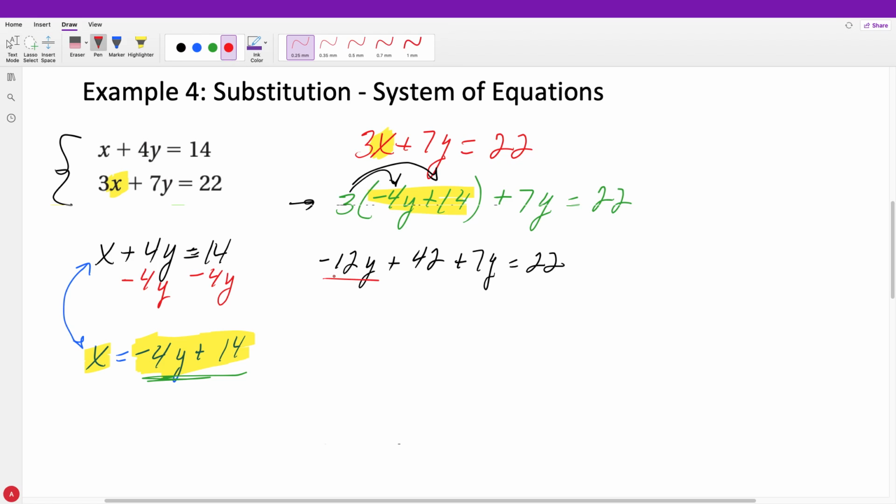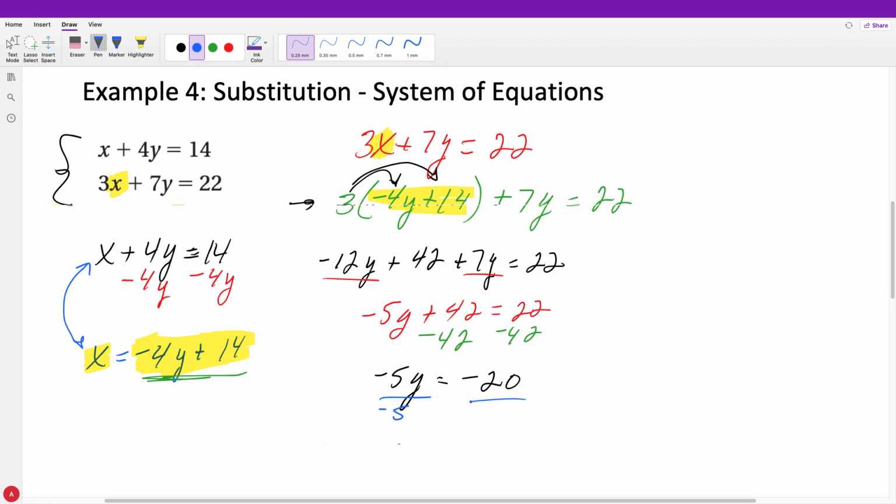I'm going to go ahead and simplify. -12y + 7y gives me -5y, plus 42 is equal to 22. And now we're going to use what we've learned before to start isolating our variable. So we'll subtract 42 from both sides. And now I get -5y = -20. Our last step will be to divide by that coefficient of -5. So y = 4.